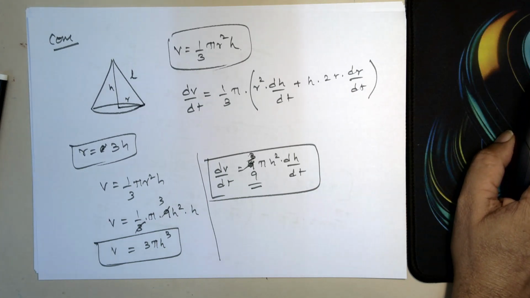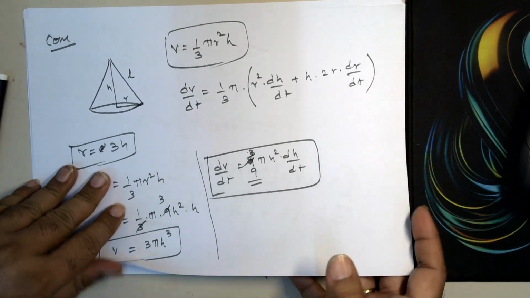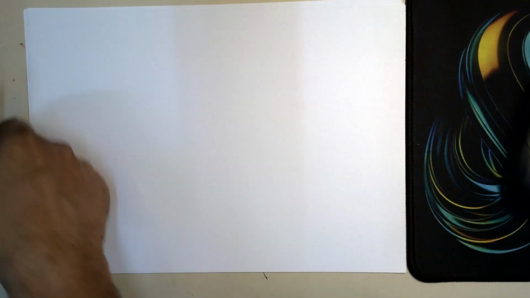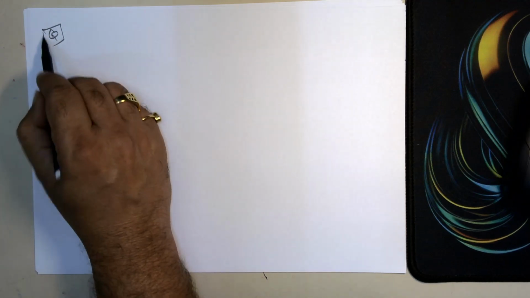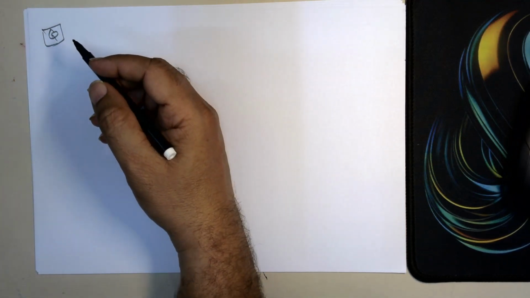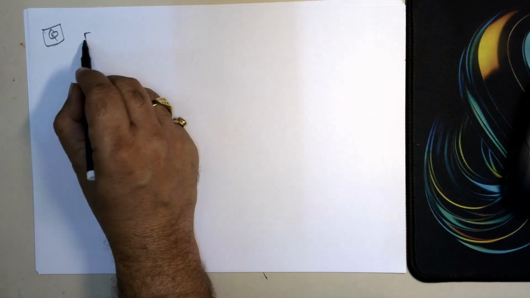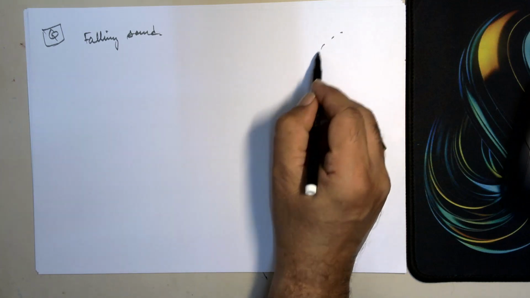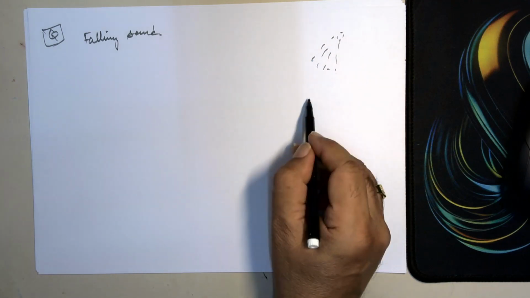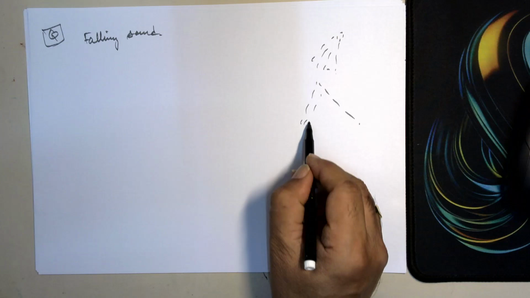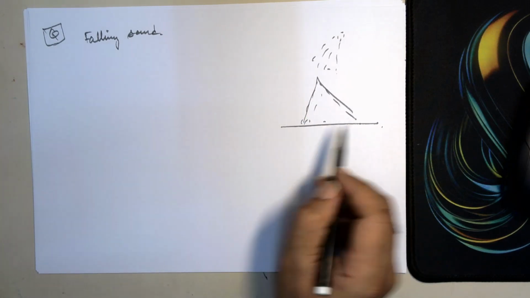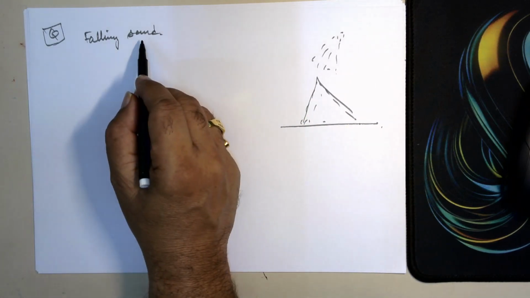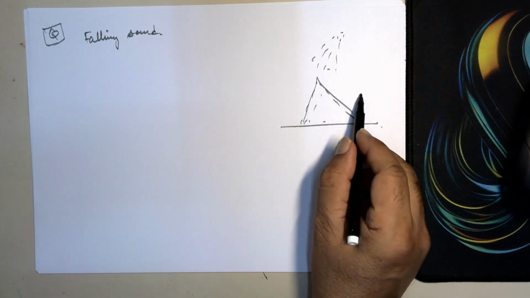Then let us consider a problem based on the rate of changes happening in the cone. Falling sand. From a lorry, probably, the sand is falling, and you can find a heap of sand like this on the ground. Okay, so it makes a conical form, right? So falling sand forms a conical heap. This is the conical heap.